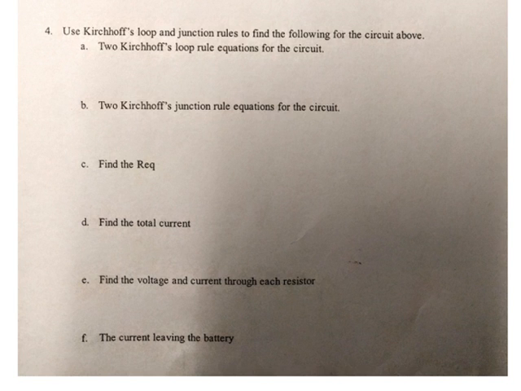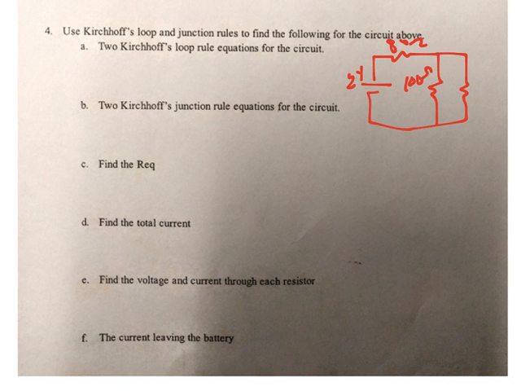We are still using the same problem from up there. It was an 80 ohm, 100 ohm, and a 50 ohm resistor. You want to find the two loop rules. You can see we have one loop right here and a second loop here.